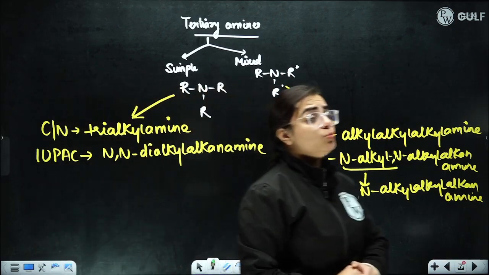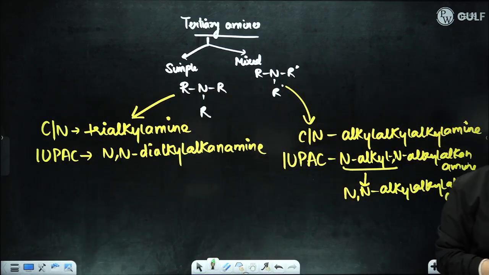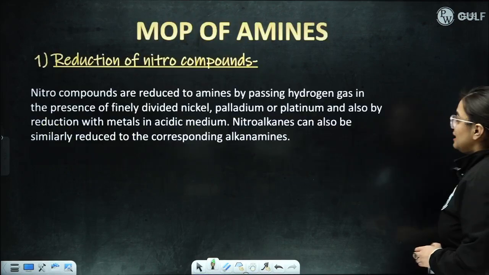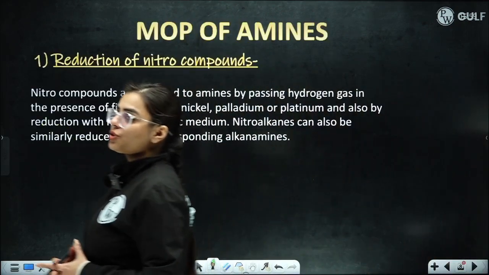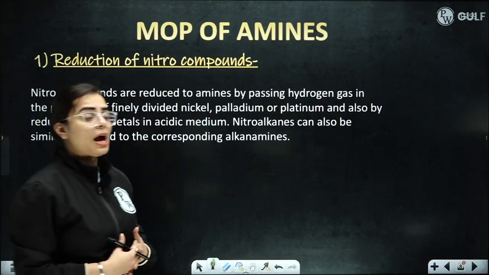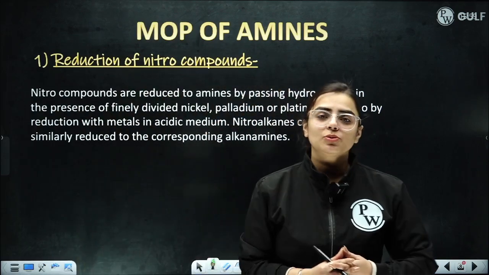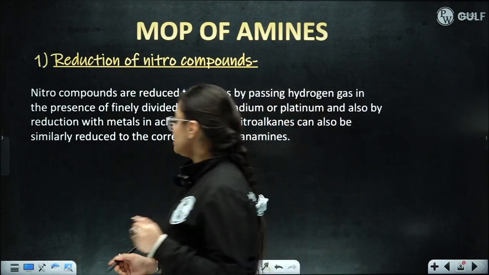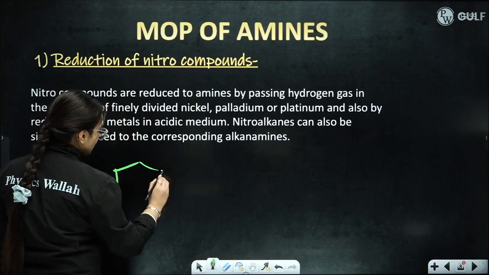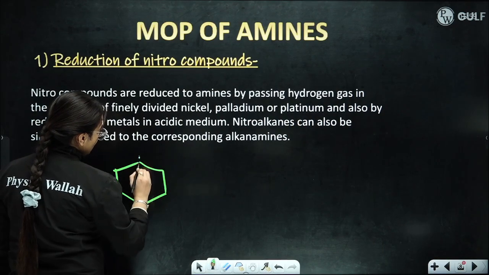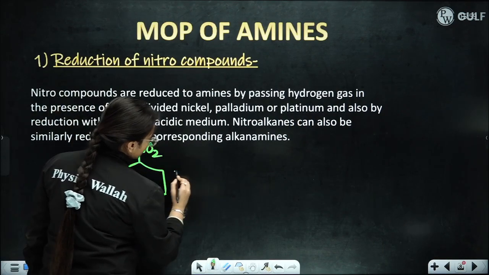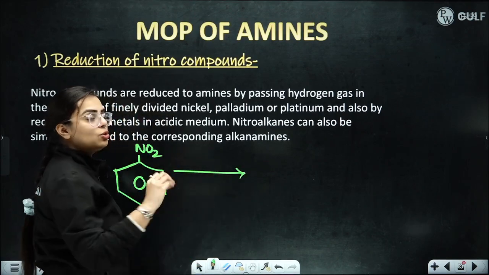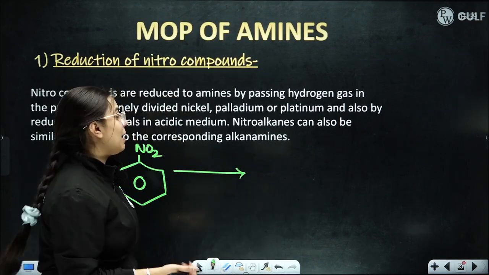Let's now move on to the methods of preparation of amines. Here comes your methods of preparation. The very first method of preparation is reduction of nitro compounds, my dear students. What are nitro compounds? For example, this contains an NO2 group. Then you have to reduce this into the NH2 part, the amines. You have to create amines.